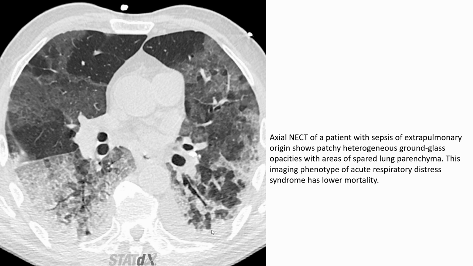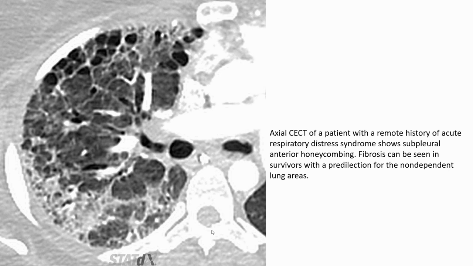Another case, a non-enhanced CT of a patient with sepsis of extrapulmonary origin: patchy heterogeneous ground glass opacity with areas of spared lung parenchyma. This imaging phenotype of acute respiratory distress syndrome has low mortality. This is a contrast-enhanced CT of a patient with a remote history of acute respiratory distress syndrome: subpleural anterior honeycombing and fibrosis can be seen in survivors with predilection for the non-dependent lung areas.